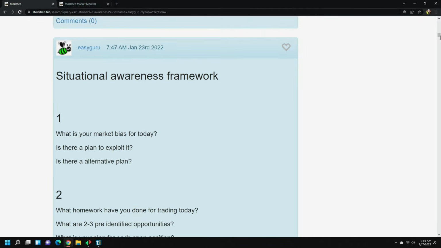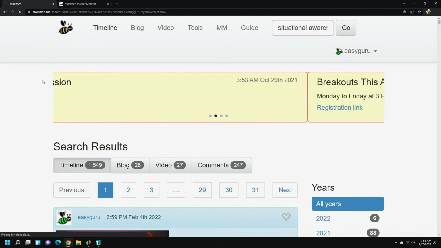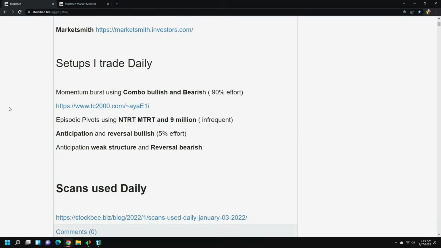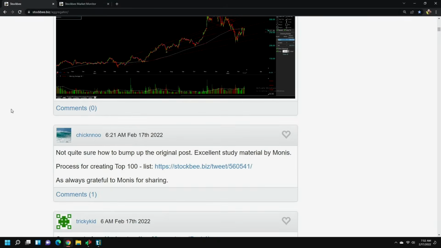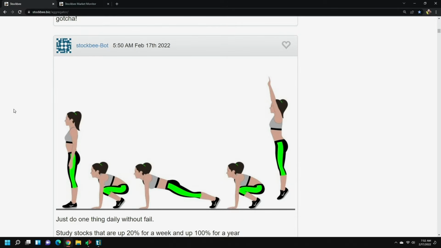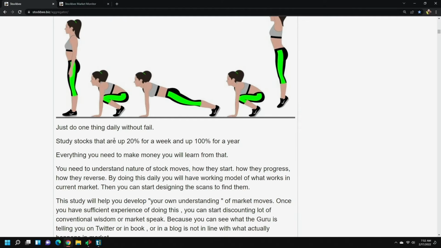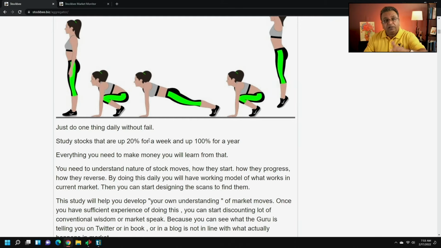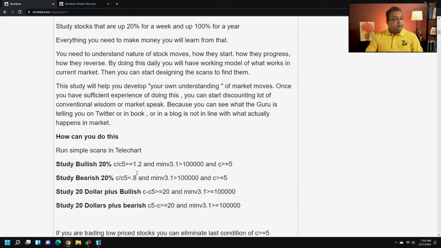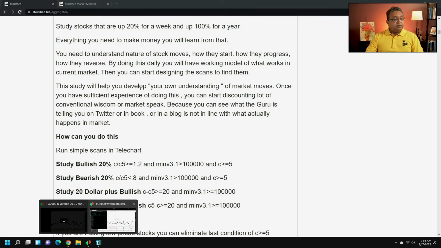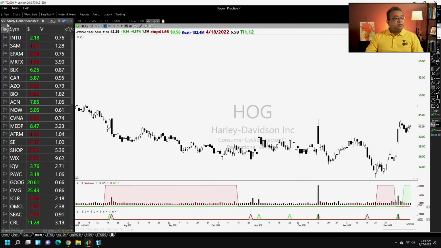Every day you'll see that there is a post in the morning, which is basically a study which we do of stocks which have gone up 20% plus, and which are down 20%. So when you do this study, it tells you about what is working in the market, right? And the whole idea of this kind of study is it tells you what is working in the market.